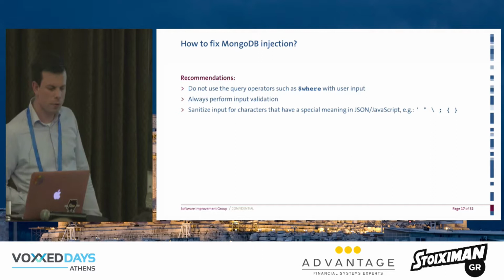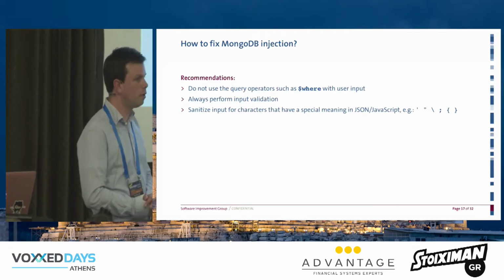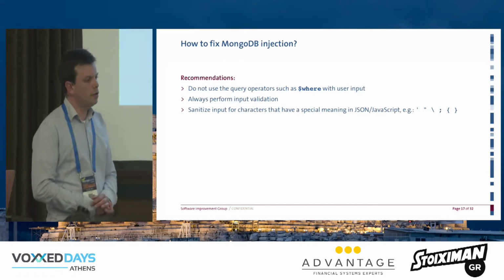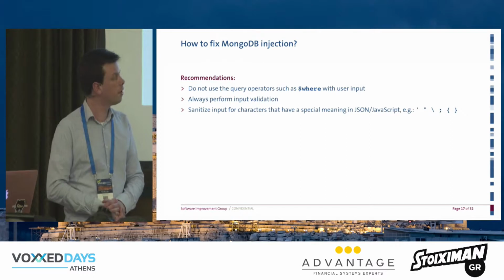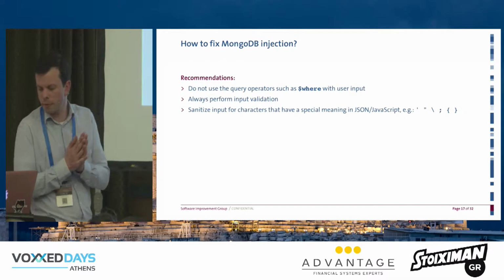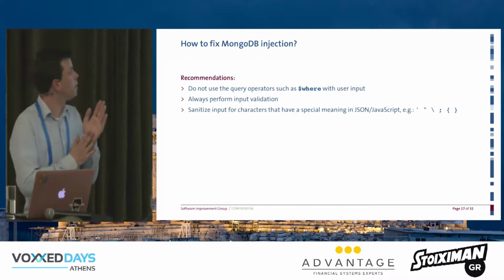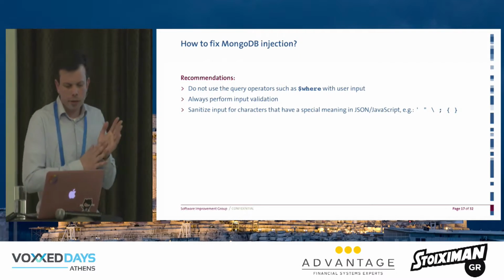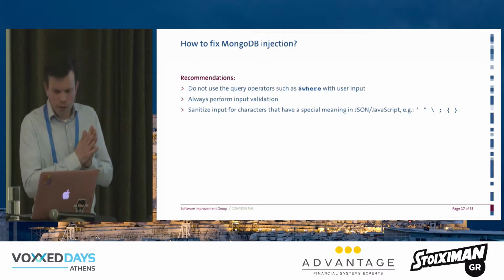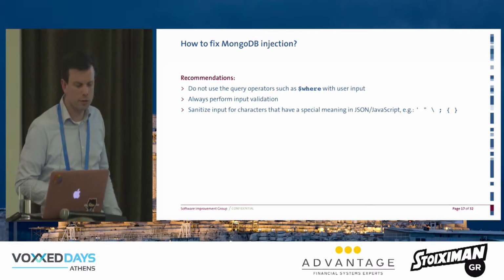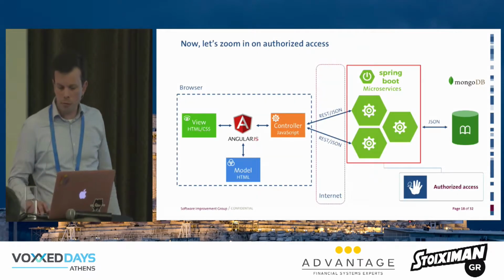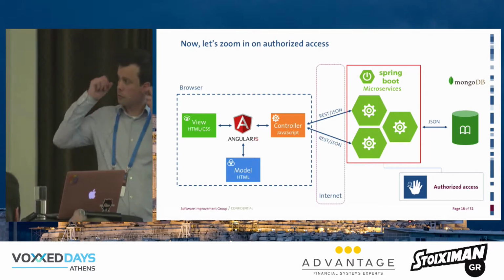So how to fix injection with MongoDB? Well, do not use user input in particularly sensitive query operators such as the $where operator. Always perform input validation and sanitize input for characters that have a special meaning in JSON and JavaScript. So the tick, the quote, the slash, backslash, a semicolon, and other characters. So now Barbara is going to talk about access control.